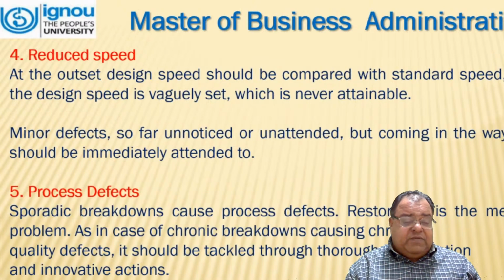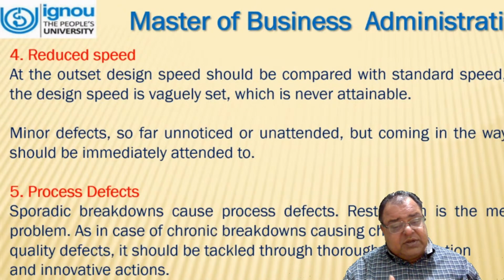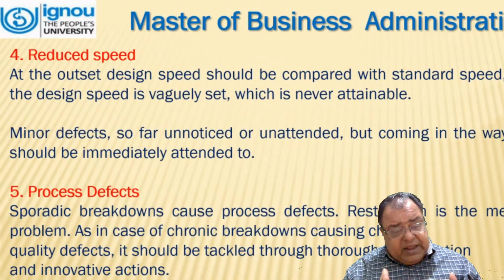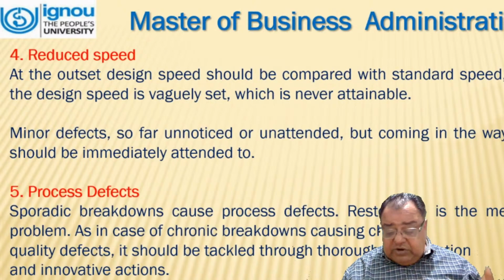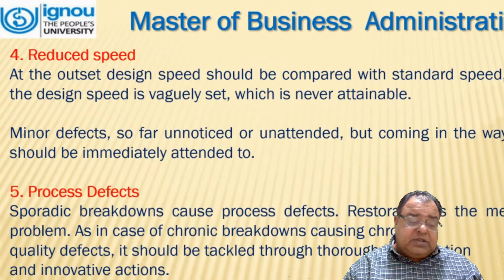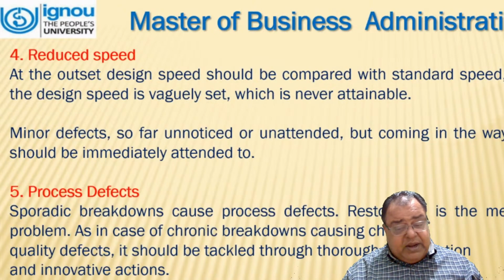Fifth one is process defects. Sporadic breakdowns cause process defects. Restoration is the method of correcting this problem. As in the case of chronic breakdowns causing chronic quality defects, it should be tackled through investigation and innovation action. Sixth one is reduced yield, which can be minimized after critically examining its inevitability.